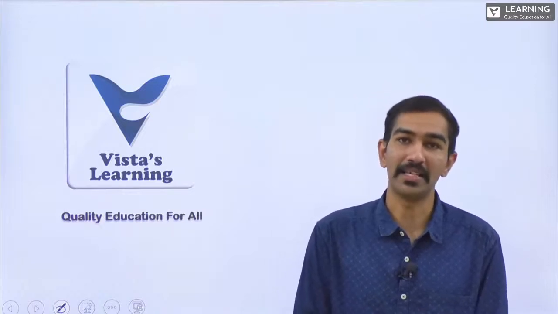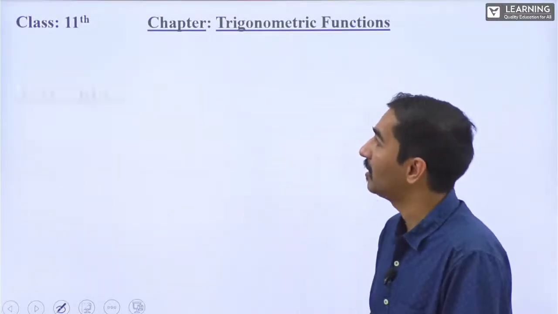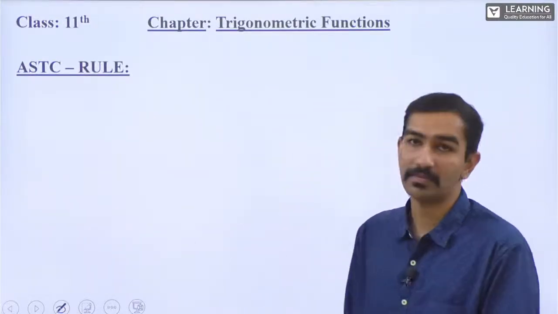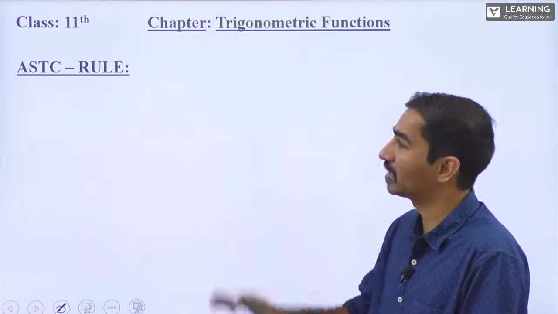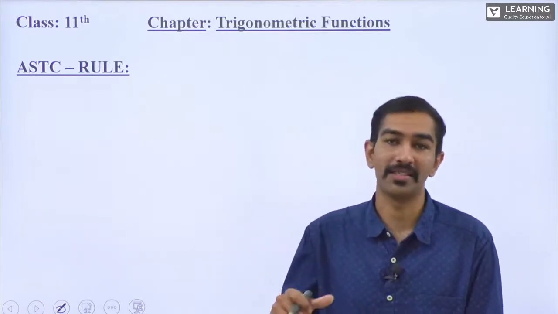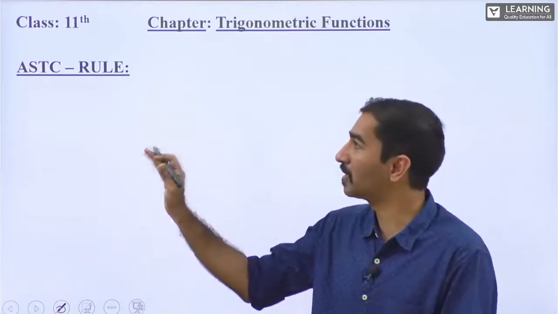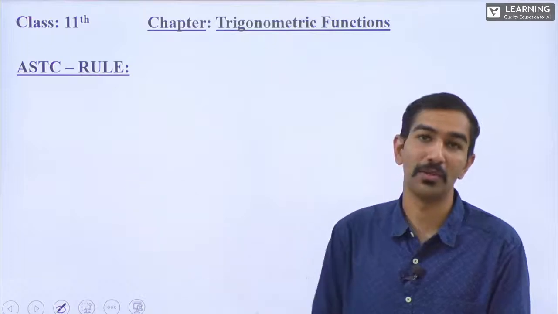In this class we'll be seeing the very first topic called the ASTC rule. This rule was introduced in class 10th as well, but in class 10th we discussed only the first quadrant. Here we'll be discussing all four quadrants. Now students, this is a very important rule. I'll tell you what the use of this rule is as well.